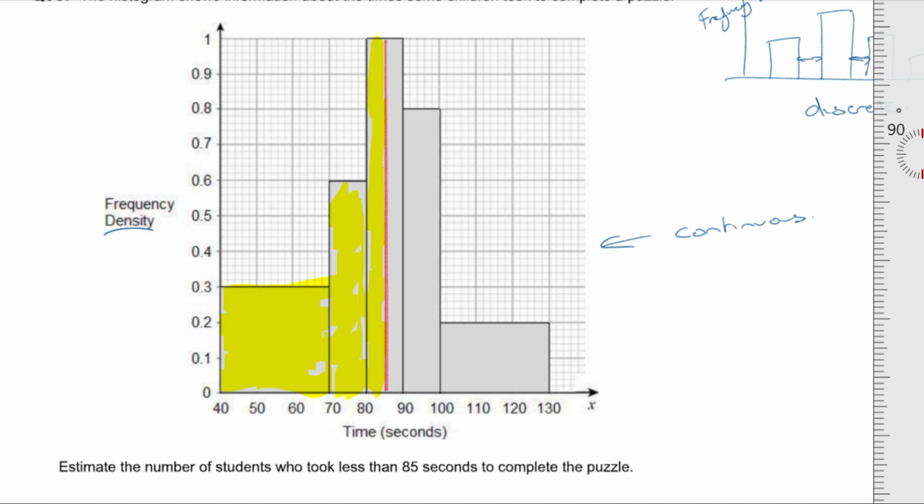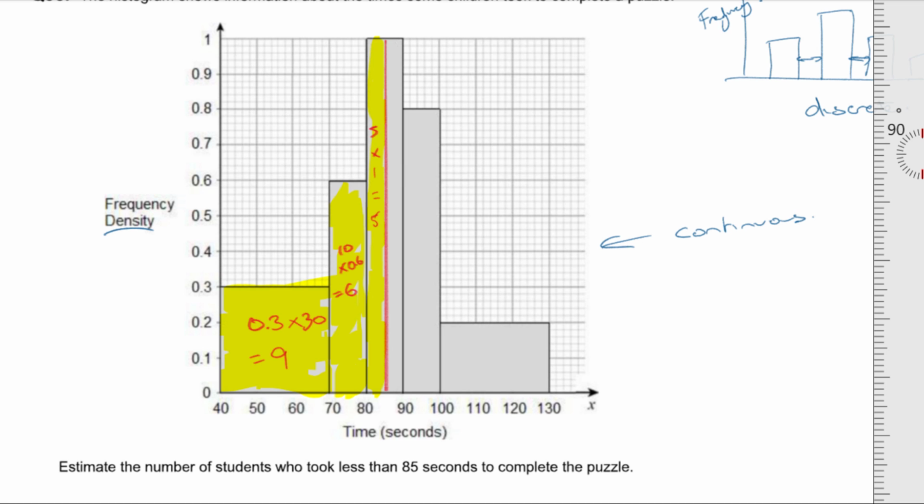Well, luckily they're quite easy to find because they're all rectangles. It's super easy to find the area of a rectangle. So the area of this rectangle is going to be length times width. So that's 0.3 times 40 to 70 is a distance of 30, isn't it? So what's 0.3 times 30? That's going to be 9, I believe. That represents 9 people. This next bar is 10 times 0.6. So that represents 6 people. This next bar is 5, very skinny, times, how far does it go? Up to 1. Okay, so that represents 5 people.